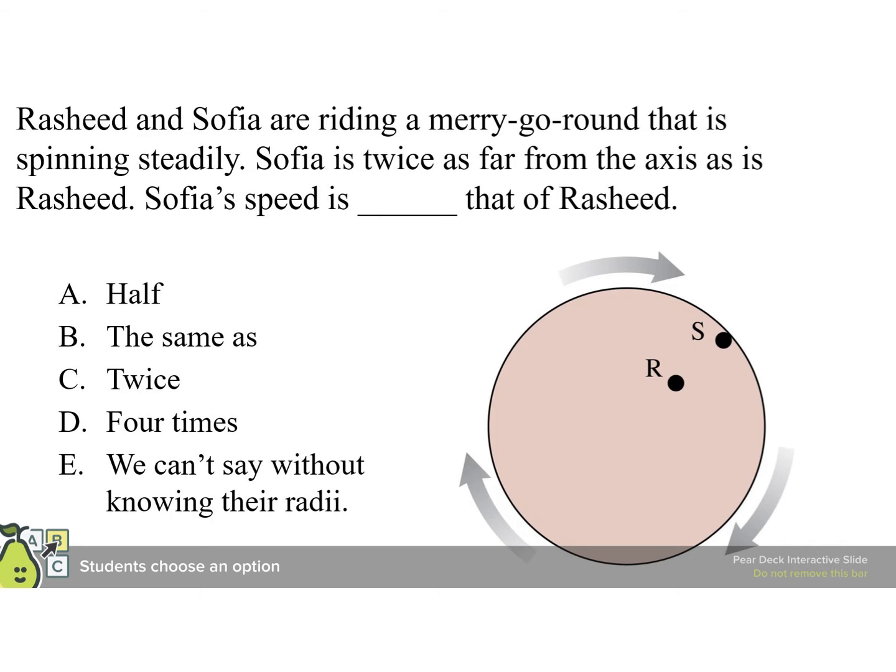Same setup. She is twice as far from the axis as Rashid. Sophia's, and we should be careful here, they mean tangential speed or linear speed. Either way, the idea is that if they were to suddenly let go, they fly off. And we want to know how her speed compares to that of Rashid. She's twice as far out, so she covers twice the circumference as he does, but they take the same time, so her speed must be twice as large.